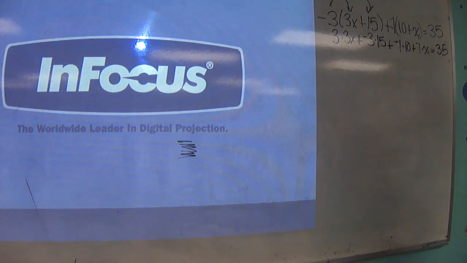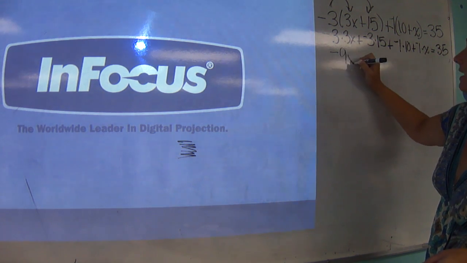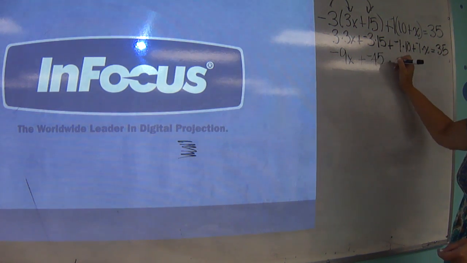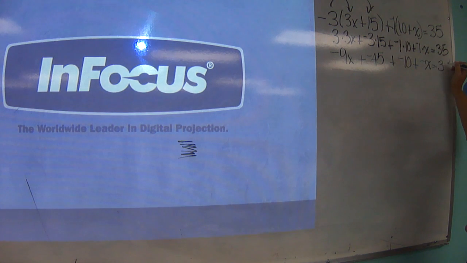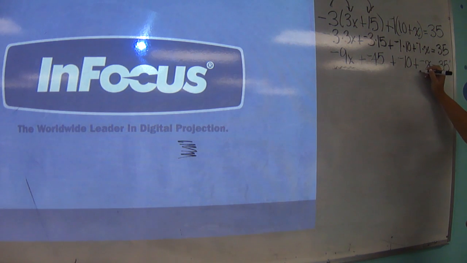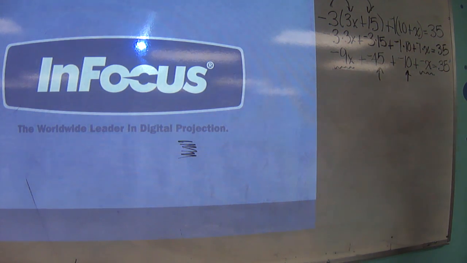Okay? Helpful? -3 times 3x is -9x. -3 times 15, -45. Excellent. -1 times 10, -10. -1 times x, -x equals 35. We're going to combine like terms. So our -9x and our -x are going to go together, and our -45 and our -10 are going to come together. And we put variable expressions before integers. It's just kind of a math convention, a math rule, if you will.